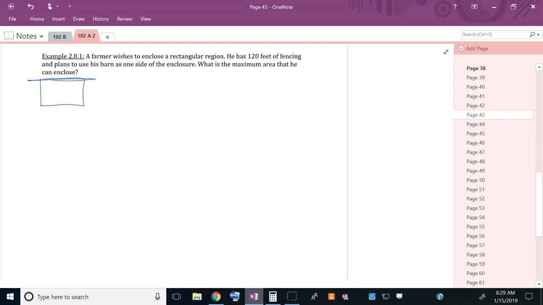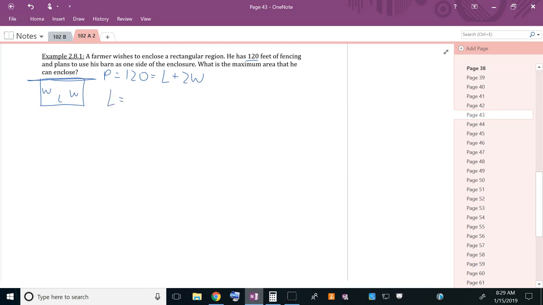But here we're going to use a barn as one of the sides. In other words, I'm not going to put fencing there. So I'm going to label just the other three sides because I don't have to build anything on that fourth side. So that 120 feet of fencing, again, anytime we talk about fencing, that's generally perimeter. Now, usually the perimeter is 2L plus 2W, but again, I'm only using three sides, so it's just going to be 1L plus 2W.